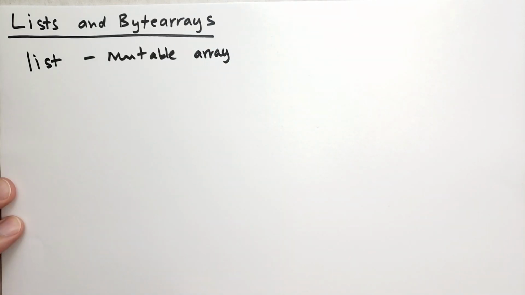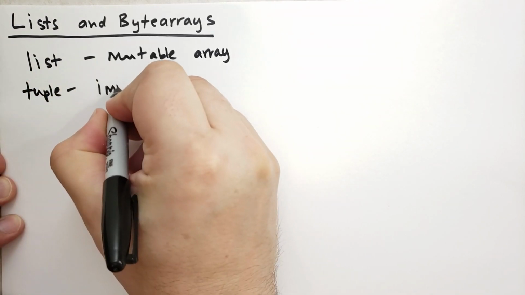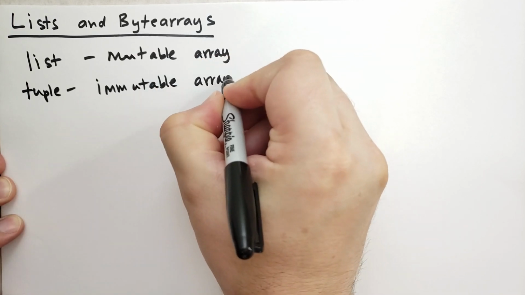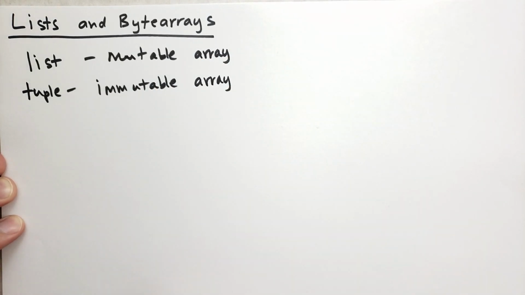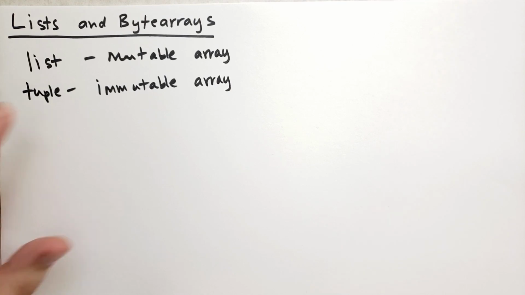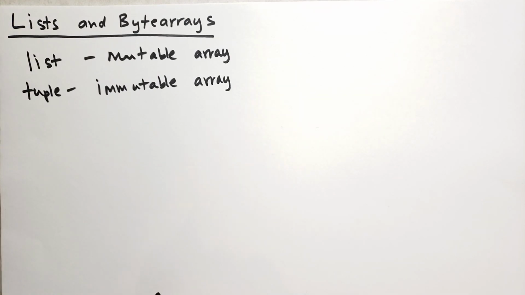That means you can add or remove elements from the array. A tuple, on the other hand, is an immutable array. Once you've created the tuple, that's it. It cannot be changed. You can create new tuples from it, but you cannot modify it. If you want to learn more about what I mean by array, I made a video especially about arrays. I encourage you to watch that.